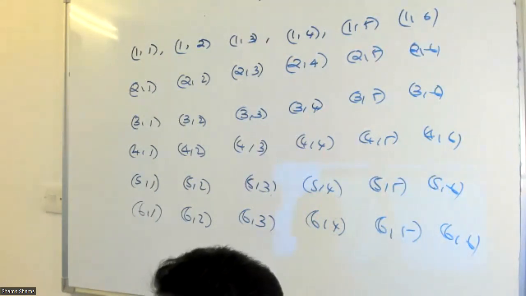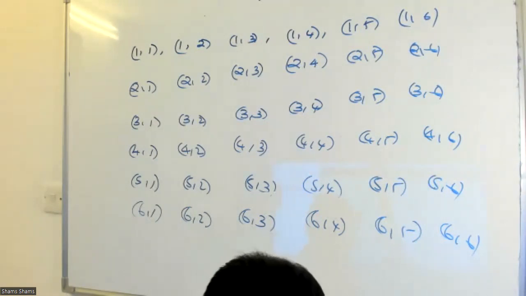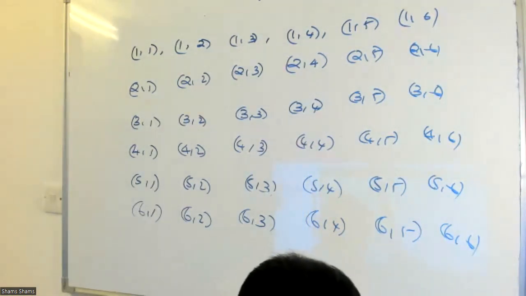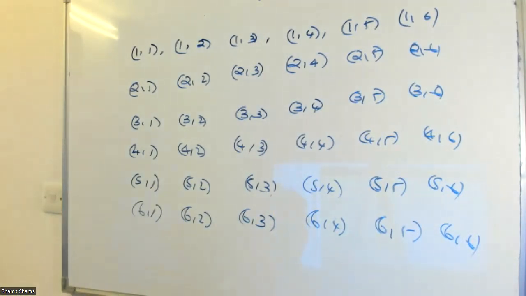Next one: multiple of 3 as the sum. Which are the numbers? See, multiple of 3 as the sum. Look, 1, 1. What is the sum? 2, not a multiple of 3. What about 1, 2? So 3, possible. 1, 5, correct.